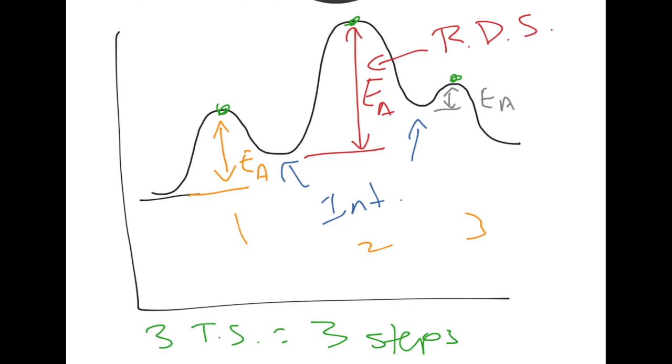We're never going to get any numbers out of this. This is all qualitative, just looking at it and saying, hey, which one's fast, which one's slow, but we're not going to get an actual rate number out of it.